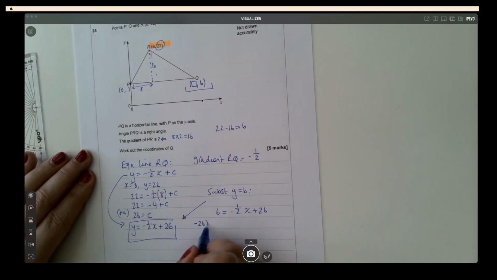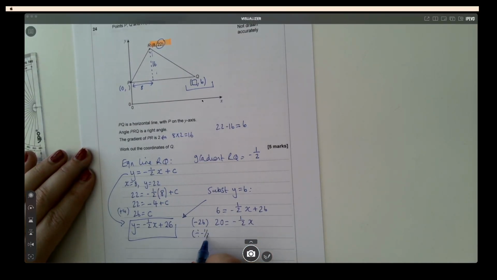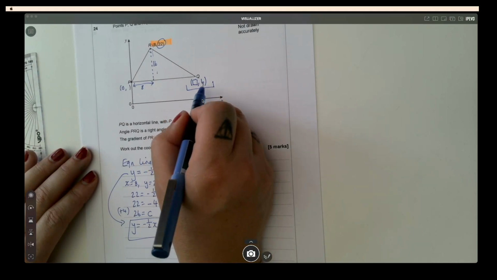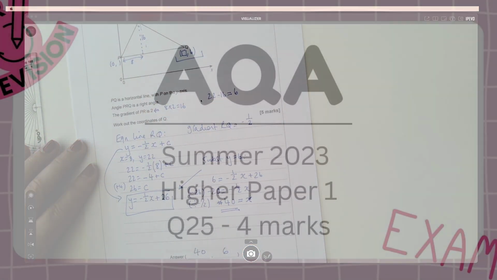If we subtract 26, so 6 subtract 26 is negative 20. And then we're going to divide by negative a half. So when we divide by negative a half, it gives us, oh no, that's negative 20, so when we divide by negative a half, it gives us positive 40. So x is positive 40. So this is the x coordinate. So Q has an x coordinate of 40 and a y coordinate of 6.